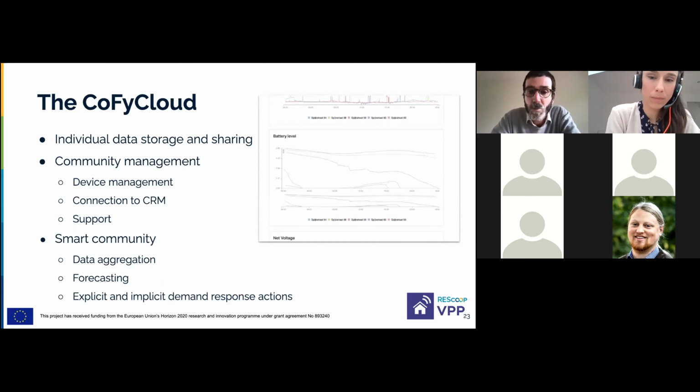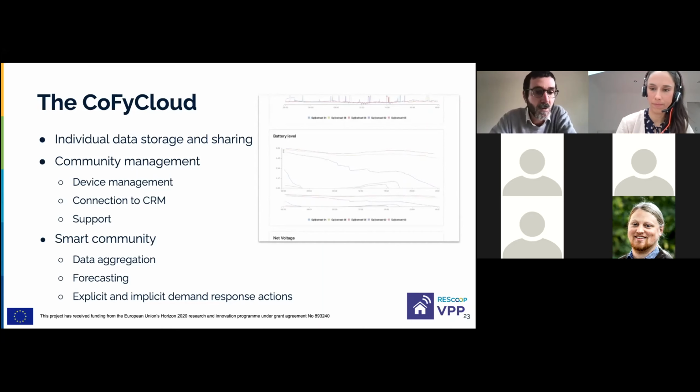They have to have some customer relation management, so a connection with their own systems to make sure they know their members, and they can provide some support in the field. But also the coffee cloud is where the smart community is happening. And that means we need data integration, data aggregation. If we want to connect to flexibility services from aggregators, we need to get them connected as a community.